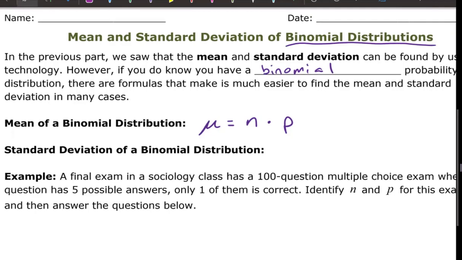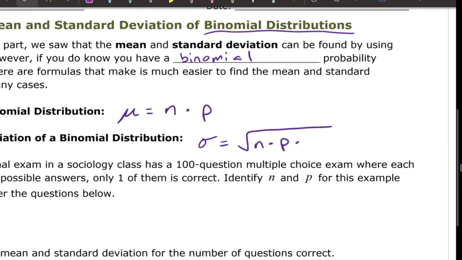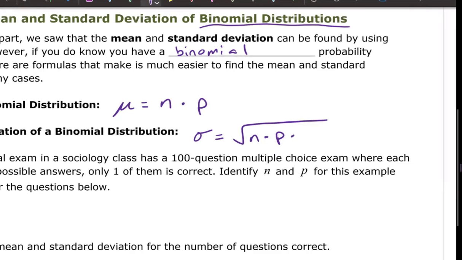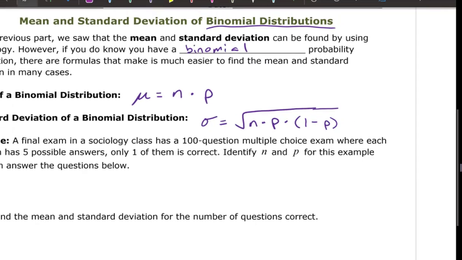But then standard deviation, the way you're going to find it is use this formula. This is a quick way to do it. Square root of n times p times the complement of p, and this is all underneath the square root too. So I do 1 minus p underneath. Let's show you how that works with this last problem right here.